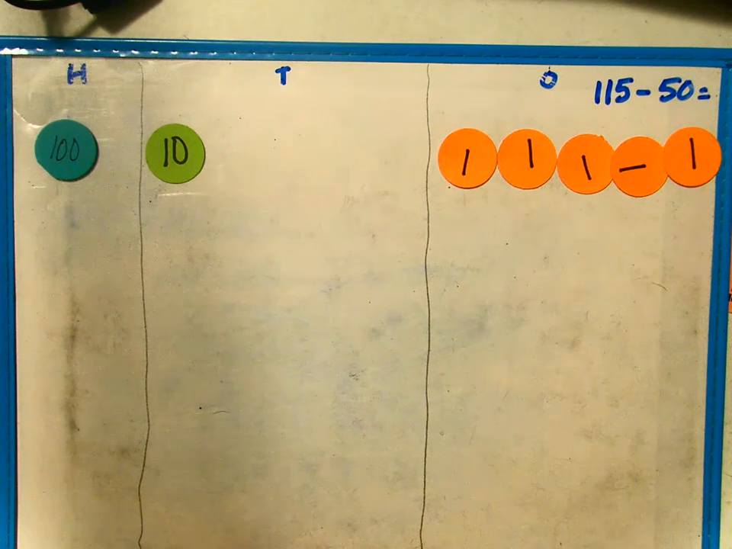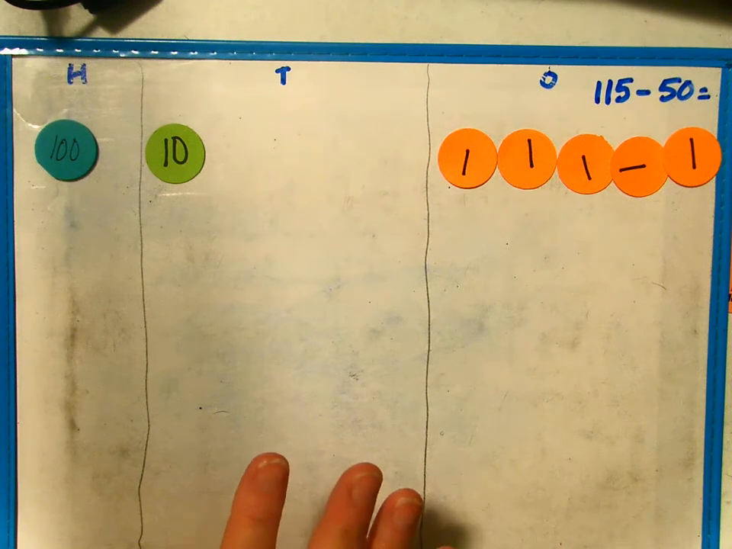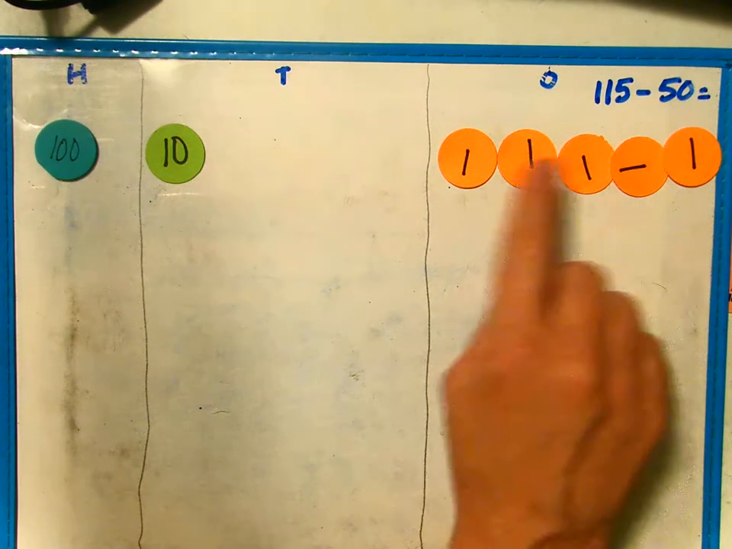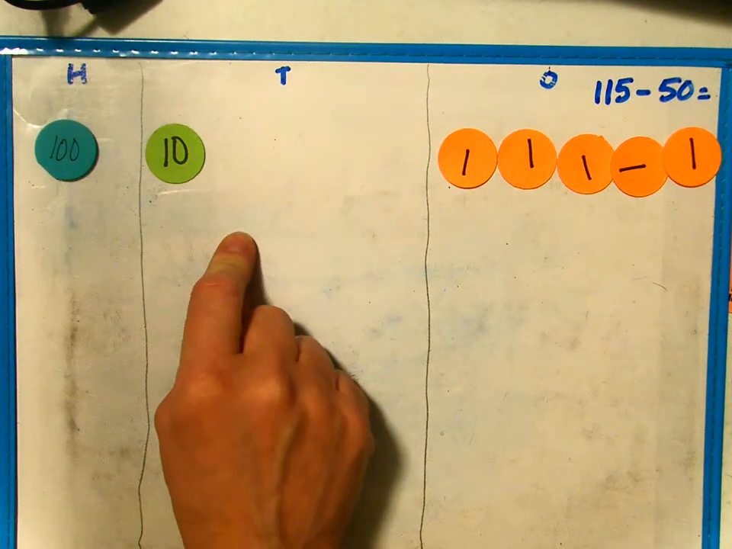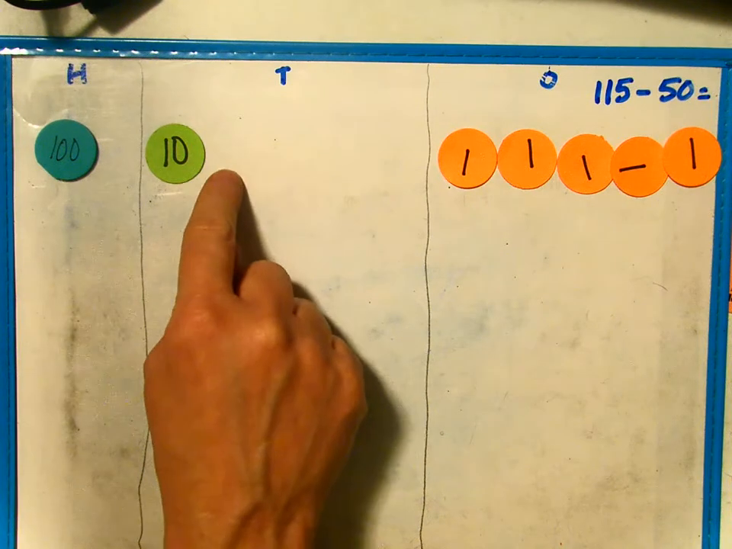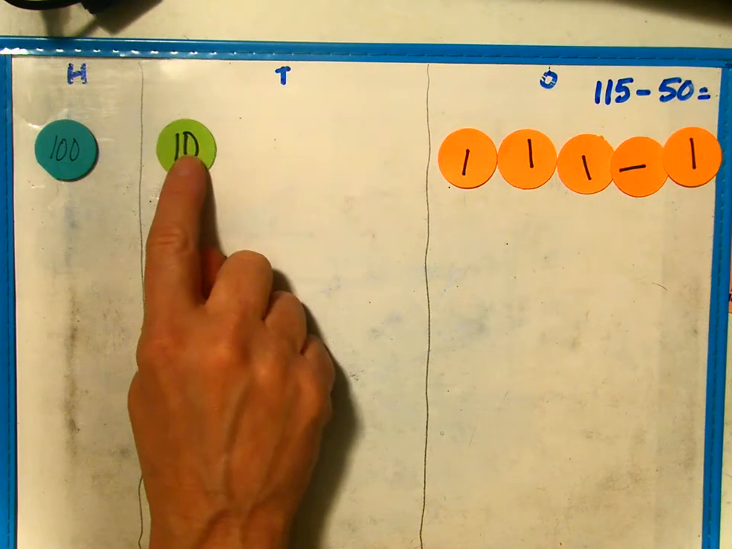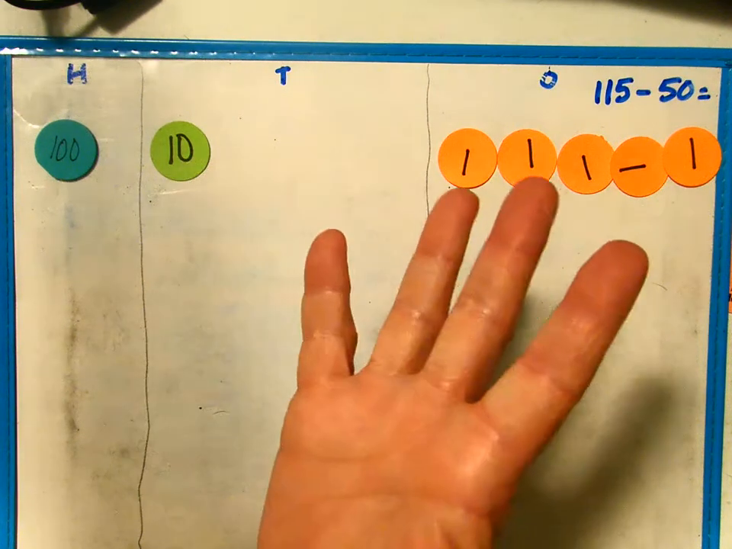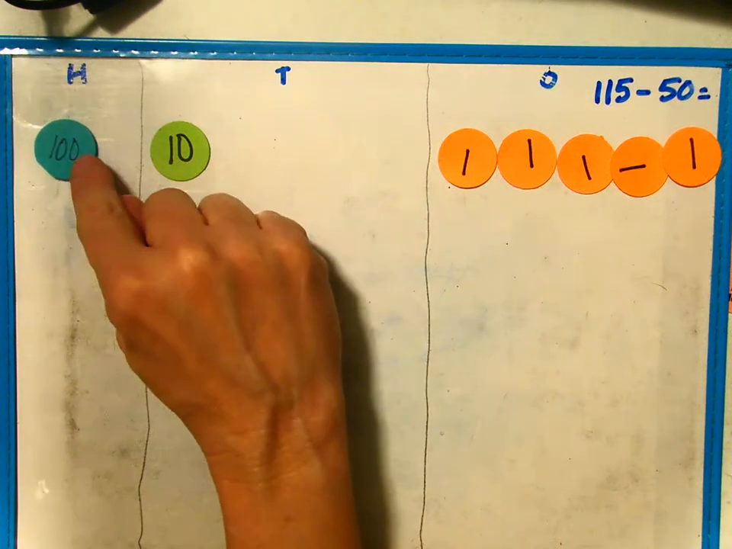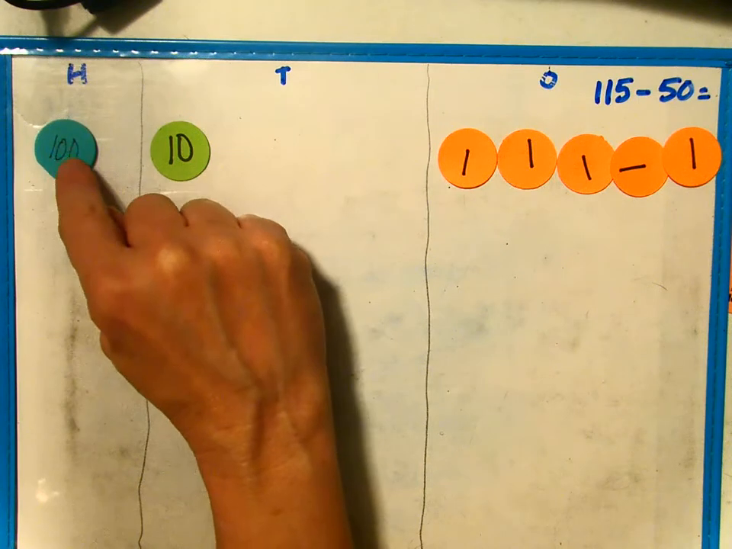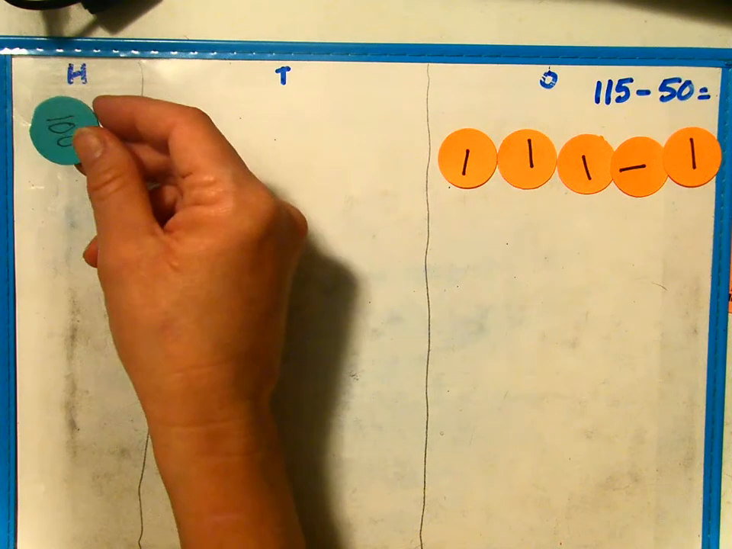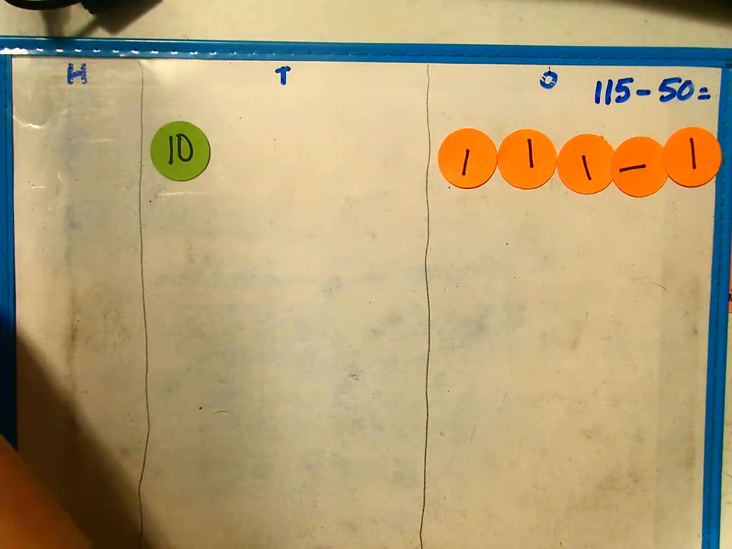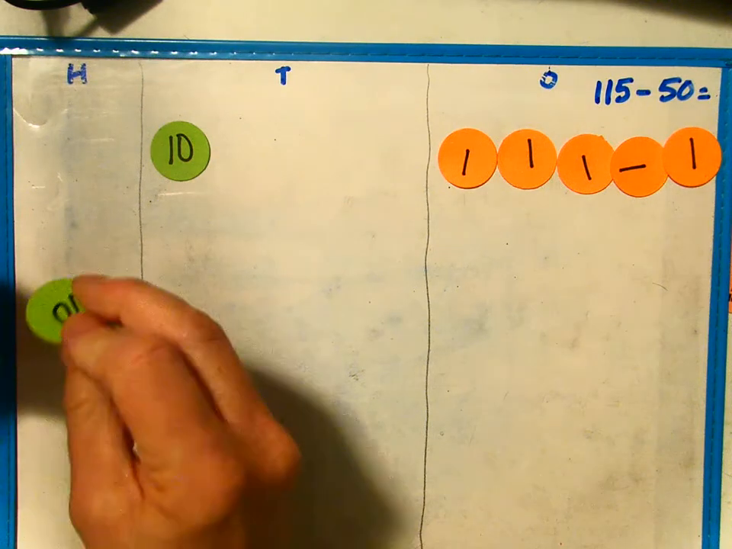I'm taking away 50, which is 5 tens. It is no ones, so I don't need to take any of these ones away, but I need to take 5 tens away. Can I take 5 tens from 110? I can't, but I can get some more tens if I unbundle or decompose my 100. So I'm going to trade in my 100 for 10 tens. 10 tens is the same as 100.